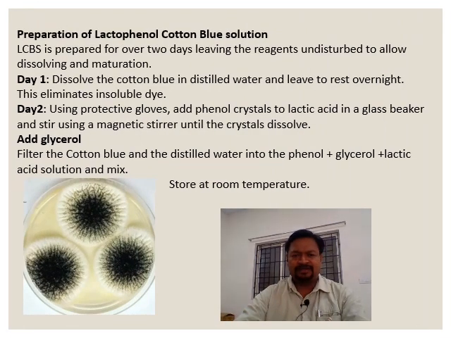The solution is prepared over 2 days, leaving the reagent undisturbed to allow dissolving and maturation. On the first day, dissolve the cotton blue in distilled water and leave to rest overnight. This eliminates insoluble dye. On the second day, wearing protective gloves, add phenol crystals to lactic acid in a glass beaker and stir using a magnetic stirrer until the crystals dissolve. Add glycerol, filter the cotton blue and distilled water into the phenol, glycerol and lactic acid solution, and mix. Finally, store at room temperature.